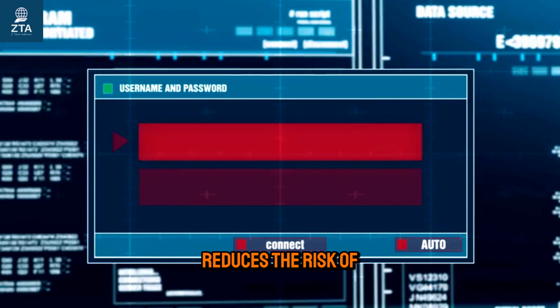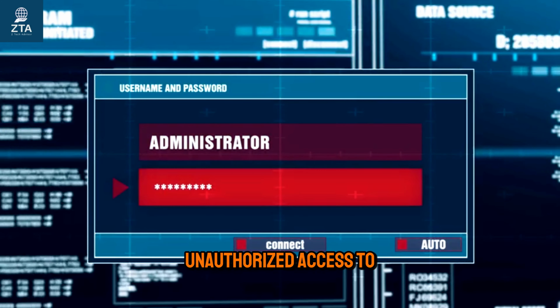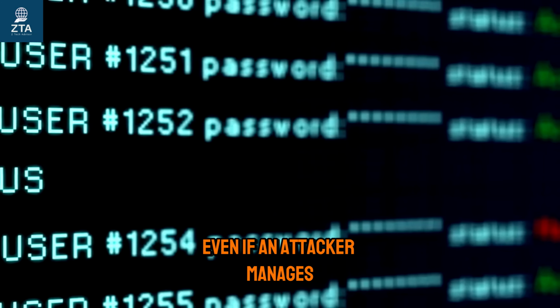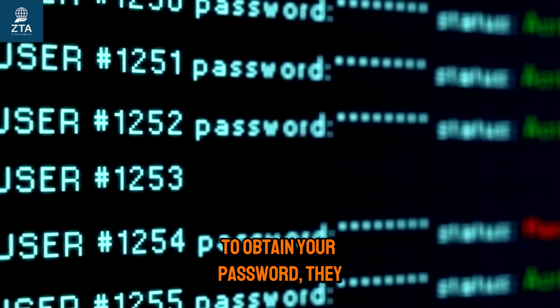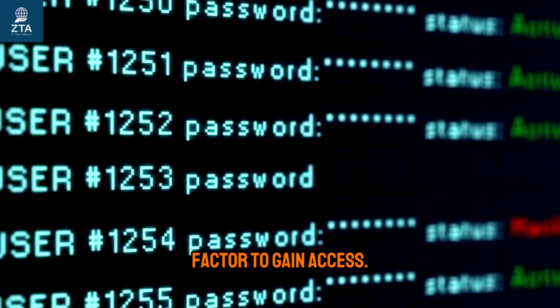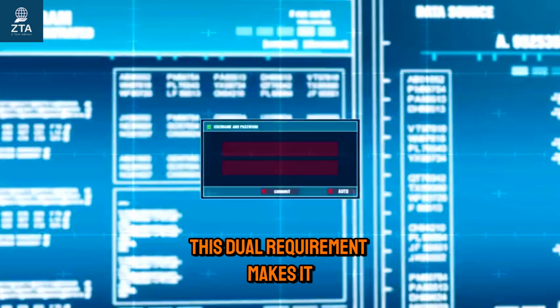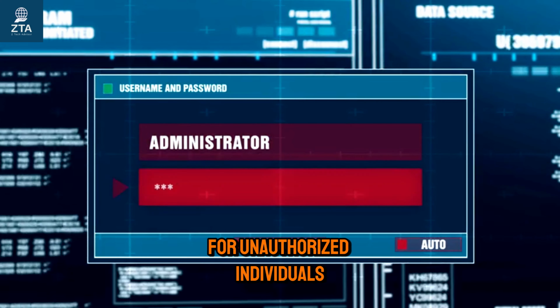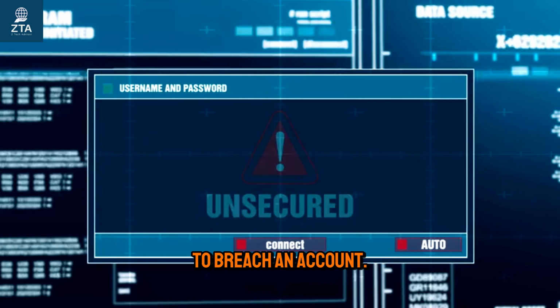2FA significantly reduces the risk of unauthorized access to sensitive information. Even if an attacker manages to obtain your password, they would still need the second factor to gain access. This dual requirement makes it exponentially more difficult for unauthorized individuals to breach an account.